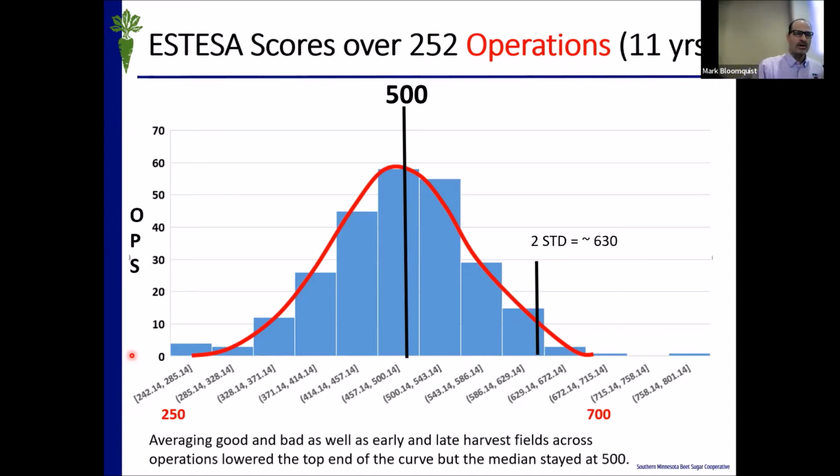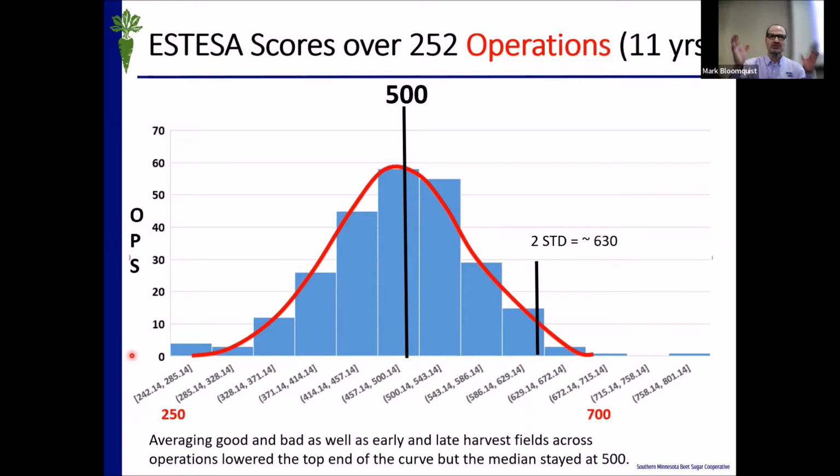Now, here's the point. Averaging good and bad, as well as early and late harvested fields across operations does tend to lower the top end. That makes sense, right? If you take all your fields early, you're not going to be able to get a 700 score because you took it so early, because sugar beet is highly influenced by when you take the crop. It also lowers the top end of the curve, so we don't have any 900s now. We're peaking out at about 700. So that's the difference when you look at operations.